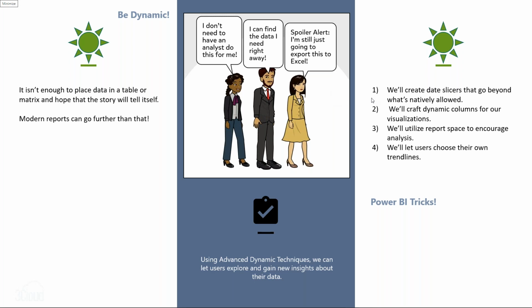And in this presentation, we're going to create date slicers that go beyond what's natively allowed. All of you have used things like Tableau or some other reporting tools. You know that you have date slicers in those that aren't available in Power BI. We're going to learn how to do those today. It's tricky and you have to be very careful performance-wise, but you can still do it if your users are insisting on it, or especially if they're saying, if I can't do this, I'm going back to that other reporting system, whatever that is. We're going to craft dynamic columns today for our visualizations.